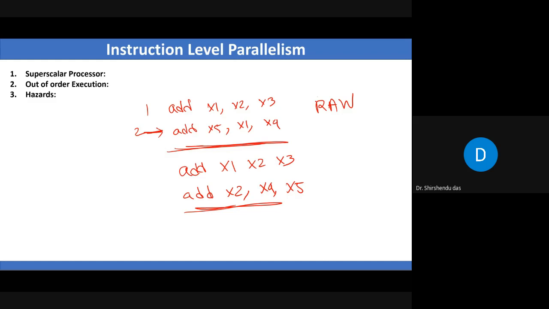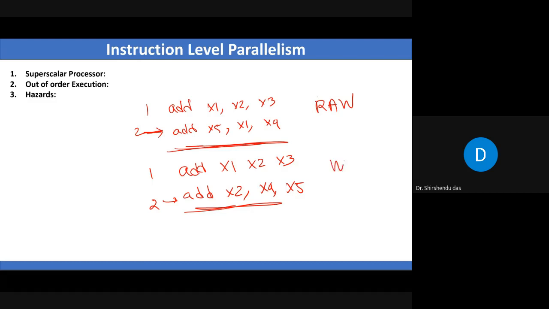If I execute the second instruction first, then what value of X2 should be read by the first instruction? It should be the old value, right? The value being updated into X2 should not be read by X1, the first instruction, isn't it? But if you execute the second instruction first, the value of X2 will be updated, and that updated value will be read by the first instruction. That is a problem.